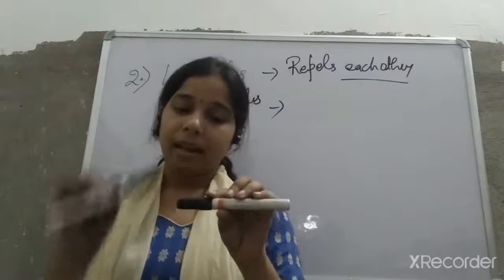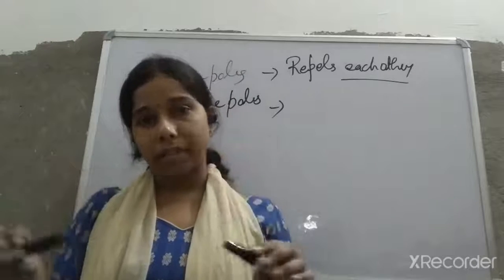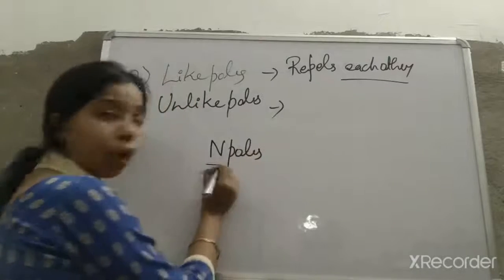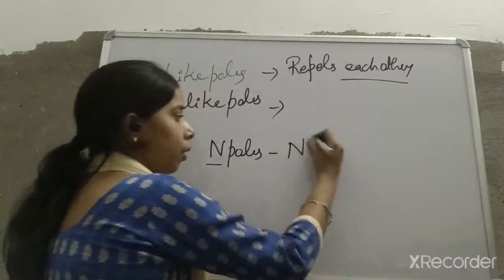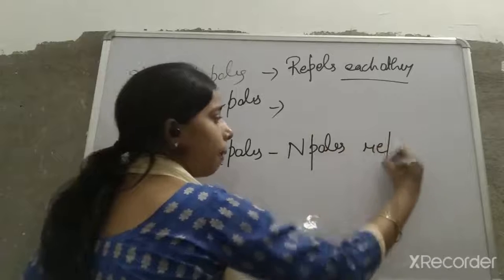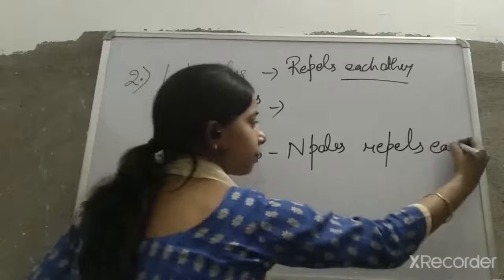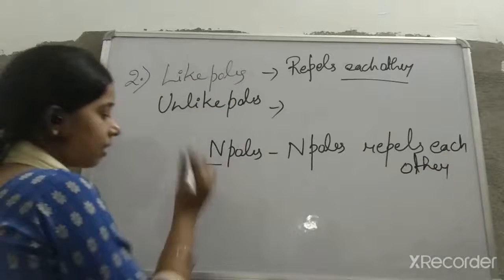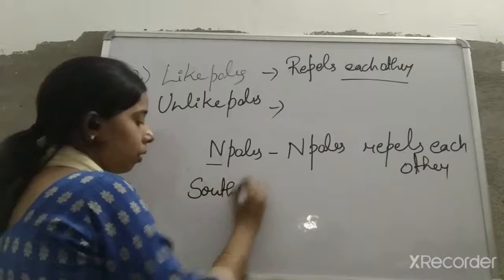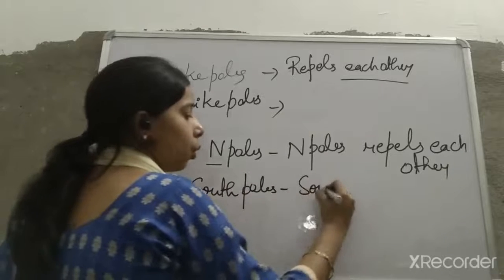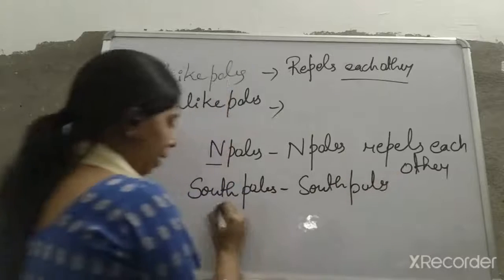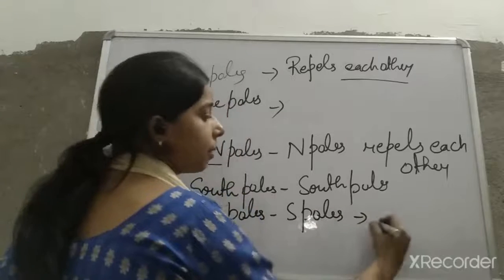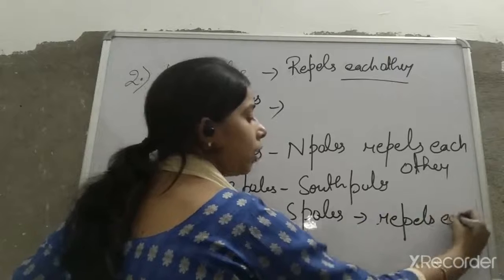So we can say that like poles repel each other. I am representing the north pole by N, students. North poles repel each other. The same thing happens with the south pole, or S. South poles will also do the same thing, that is, they repel each other.